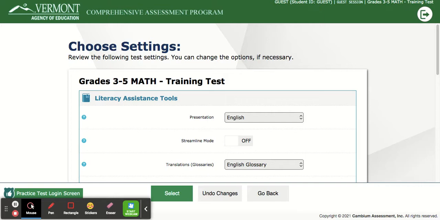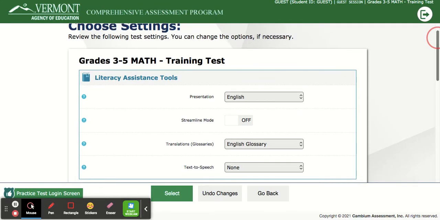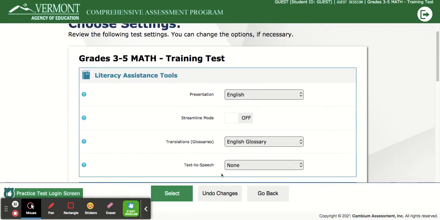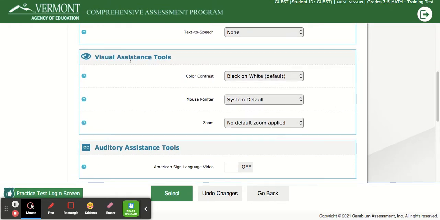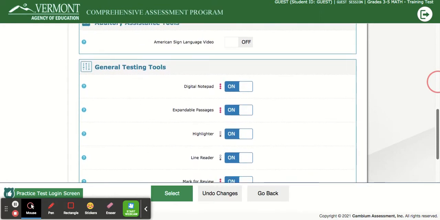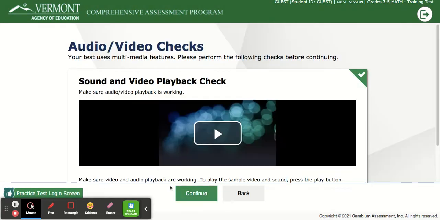Okay? So when you log into SBAC next week when you're taking your test, you're going to start by seeing a screen that looks similar to this, where it asks you to pick some settings and to review them. You are not going to change any of these settings. You are not going to turn on text to speech. You are not going to fiddle with any visual assistance tools or your color contrast or anything like that. You are going to leave them all as they are. So what you will do is just say select and move on.